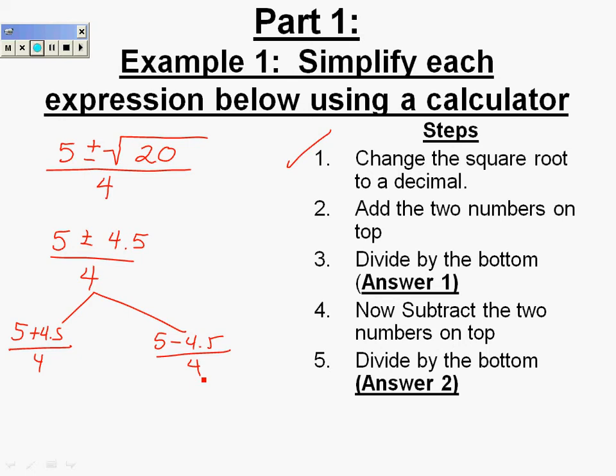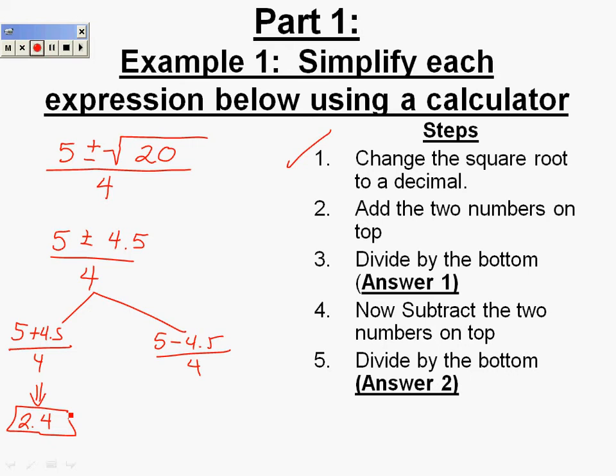And you guys are getting 9.5, right? Now the fraction bar means divide, so go ahead and push the division button, and then 4. And once again, we're going to round to the tenths place. It comes out to be 2.375, so we're going to round it to 2.4. There you go.